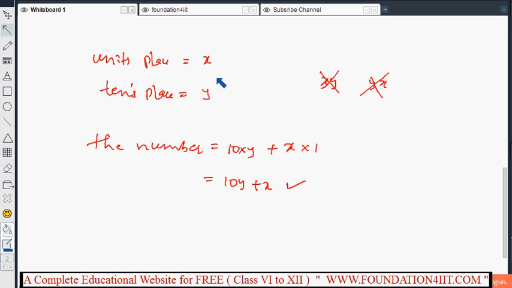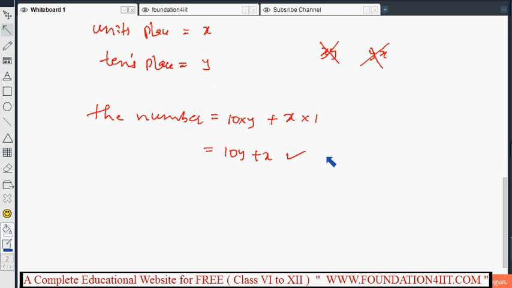Clear, right? Units place is x, tens place is y, so 10y plus x is the value of the number. In the place of x and y, you can take any digits, and you will get the number according to the given digits. For example, take 3 letters. Let A, B, C be respectively the units, tens, hundreds place.